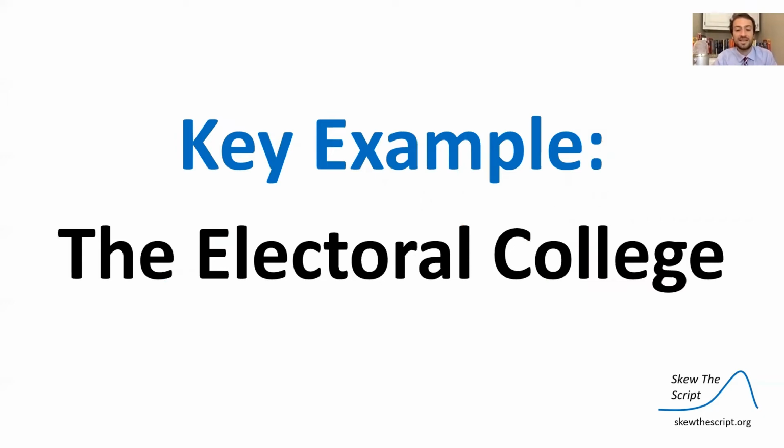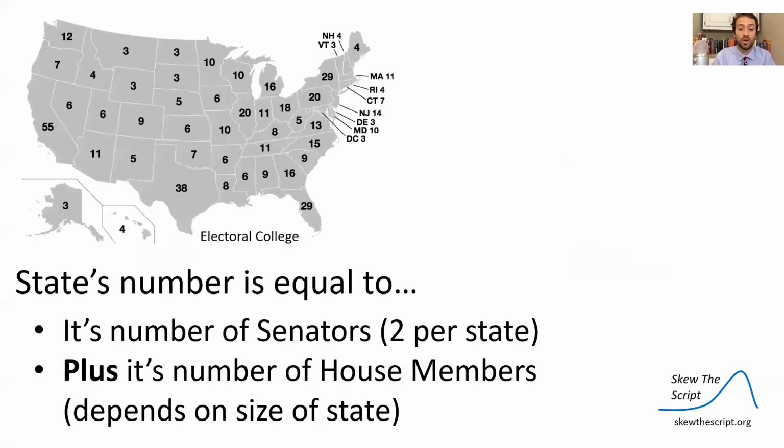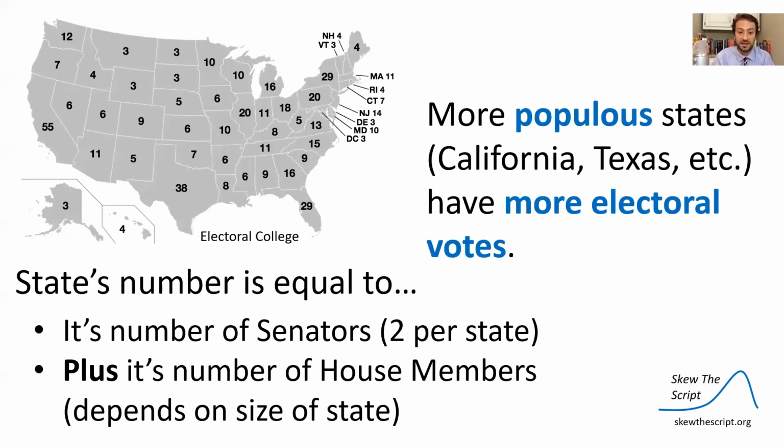Let's turn to our key example for today before we sort of run into our discussion. We'll be talking about the Electoral College as introduced at the start of the video. In the presidential election, candidates win electoral votes for winning states, and the way to win the presidency is to get 270 or more electoral votes. The state's number of electoral votes is equal to its number of senators, which is fixed at 2 per state, plus its number of House members, which is dependent on the size of the state.